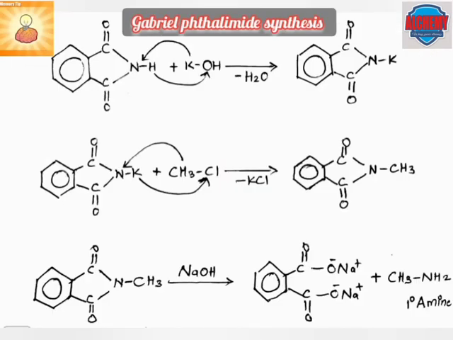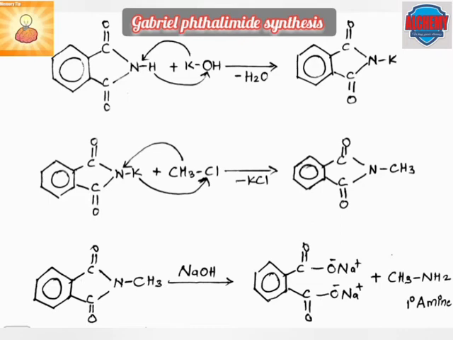The Gabriel phthalamide synthesis can be simplified when it is explained in three steps. In the first step, the hydrogen of the phthalamide combines with OH of the potassium hydroxide and forms water molecule, which gets eliminated, resulting in the formation of potassium salt of the phthalamide.